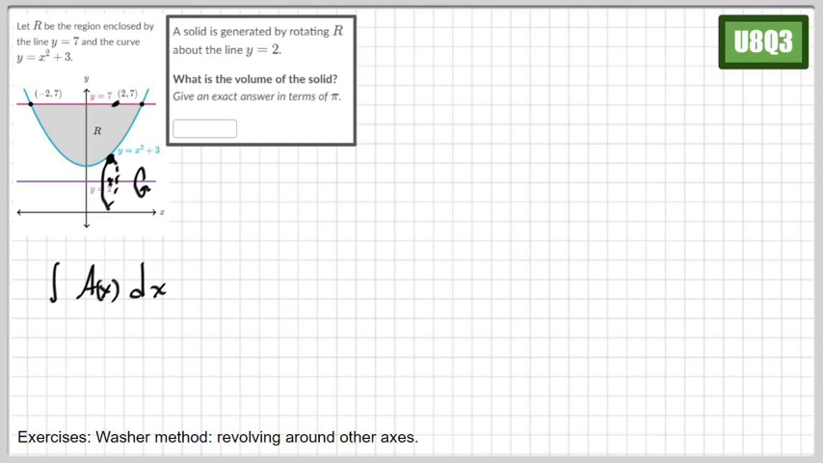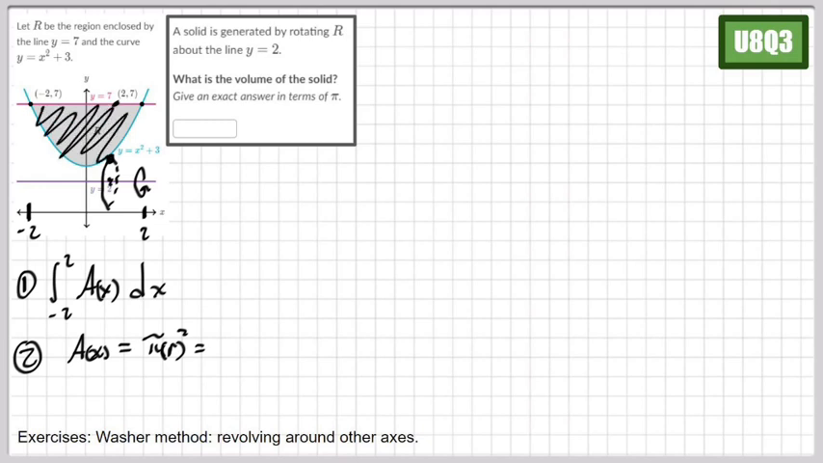What are our lower and upper bounds? It looks like we're going to go from -2 to +2. And then we have our area formulas that we have to write. This is step 1. This is step 2. The area formula is pi r squared, but then we have to change the r so that it's written in terms of x. Now there's two different solids that we're doing here. We have the solid, and then we have the void, which is this part.